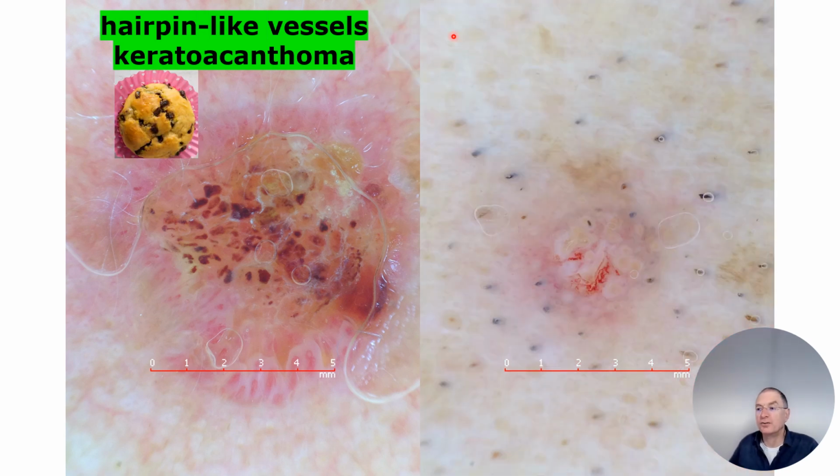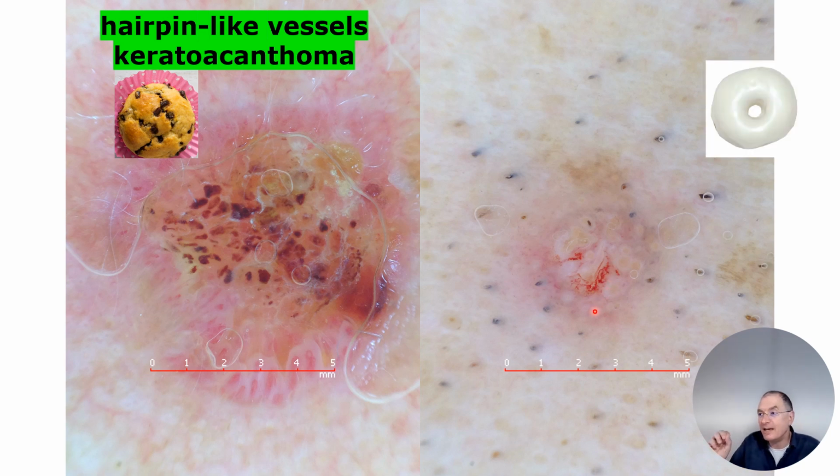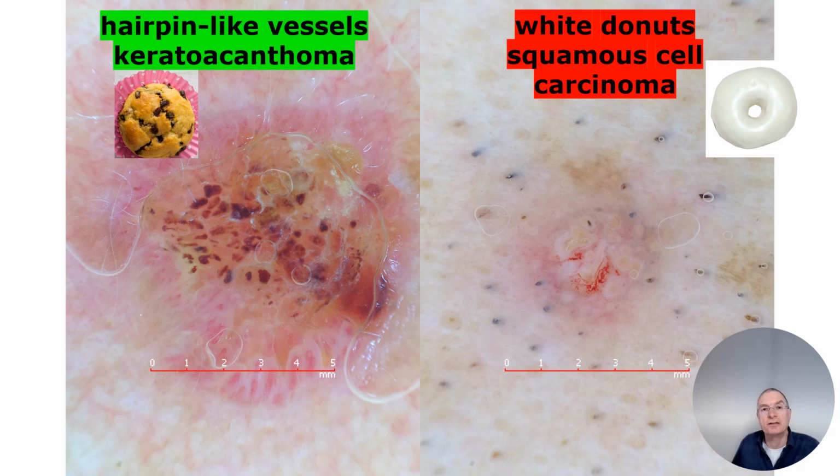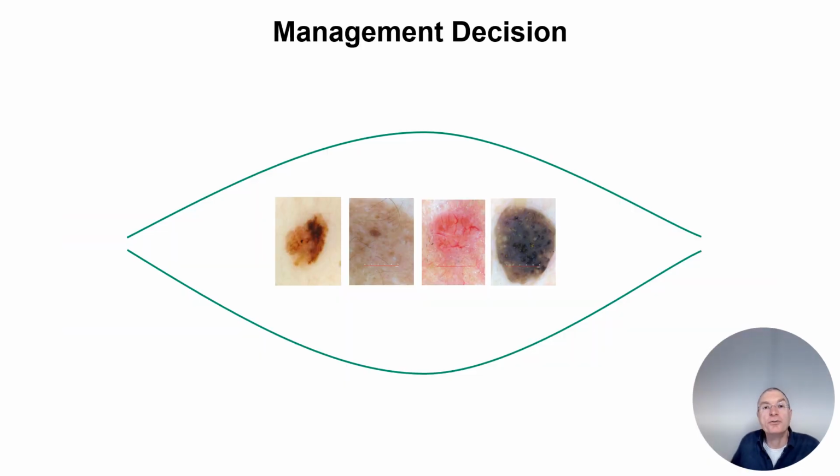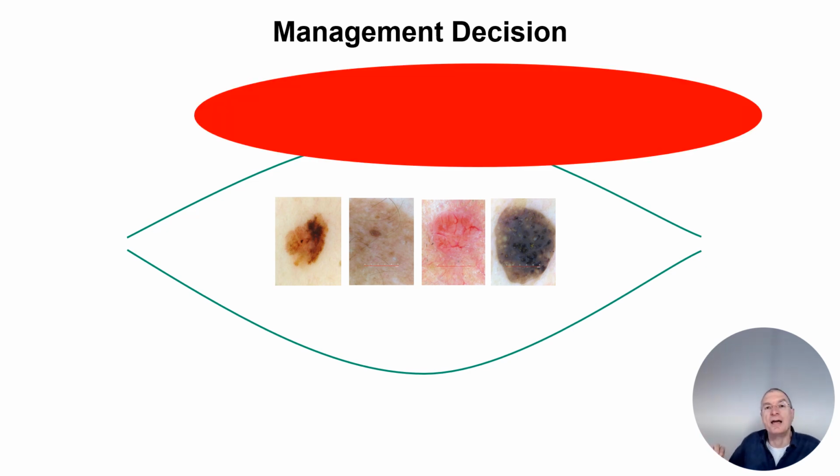Also here, you know this lesion, but on the right hand side it is much smaller. But what is the hint? Whitish donuts, a little bit of polymorphy of vessels, yes, but whitish donuts. So that means that we have here the initial squamous cell carcinoma, and we need to do surgery, especially when it's painful for the patient. So you know the management decision: when we are not sure, we do not like the lesion, we cut it out and send it to histopathology.